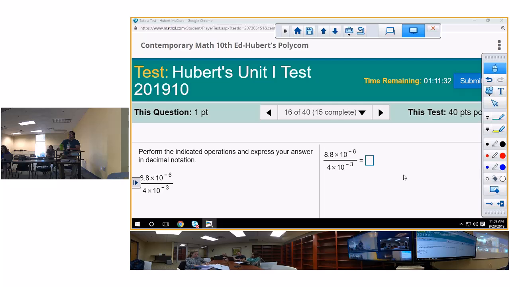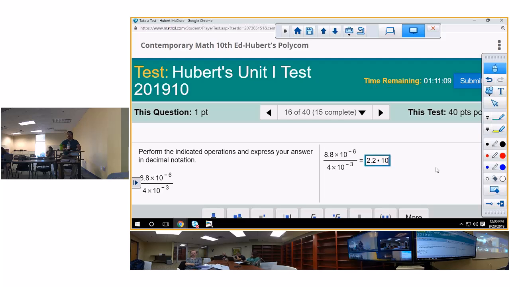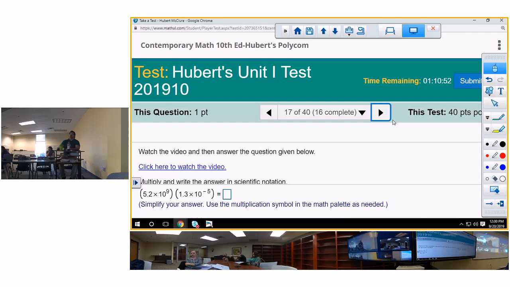All right, that's going to be 2.2 times 10. Are you supposed to be careful on this one? Yes, because it's going to be -6 plus 3, which is -3. So your answer is going to be 2.2 times shift 8, 10, shift up arrow, negative 3. Because what is -6 minus a -3? Makes the 3 a positive, so therefore it's a -3. Next. I'm trying to hurry.